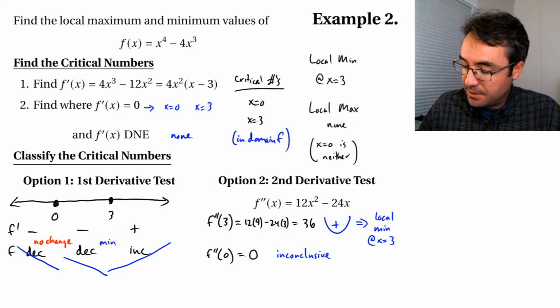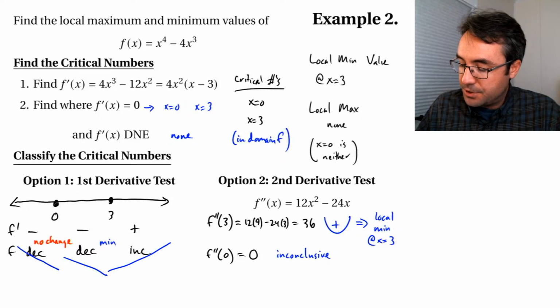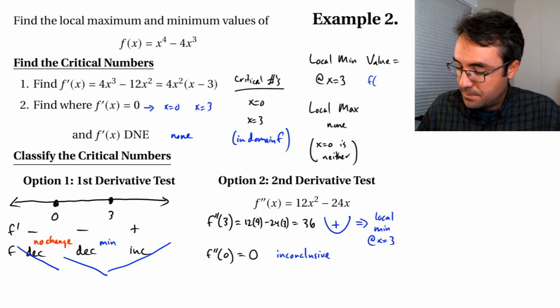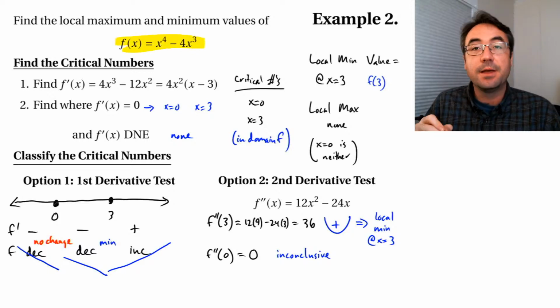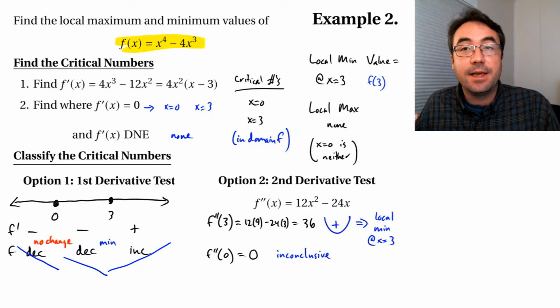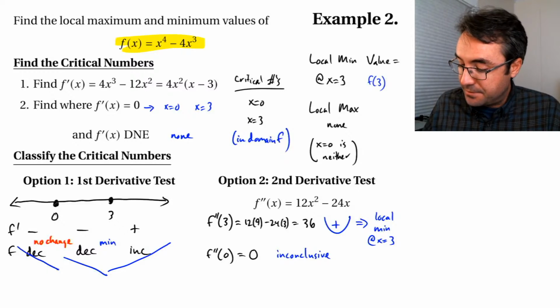And then to actually get the local min value, we would just take 3 and plug it into the original function. So we go back to our original function here and plug 3 into that. And if we do, we'd end up with negative 27.